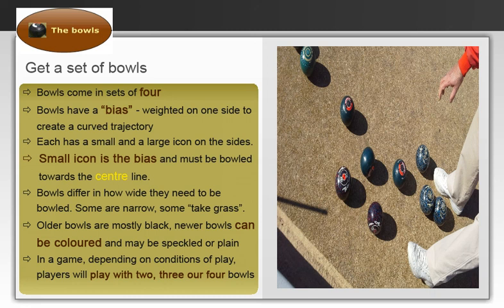Always make sure when you bowl your bowl that the small icon is facing the centre line, otherwise it will be a wrong bias. Often in a social game, if you do a wrong bias, you need to put some money into a tin. This is a cause of great amusement to social bowlers.